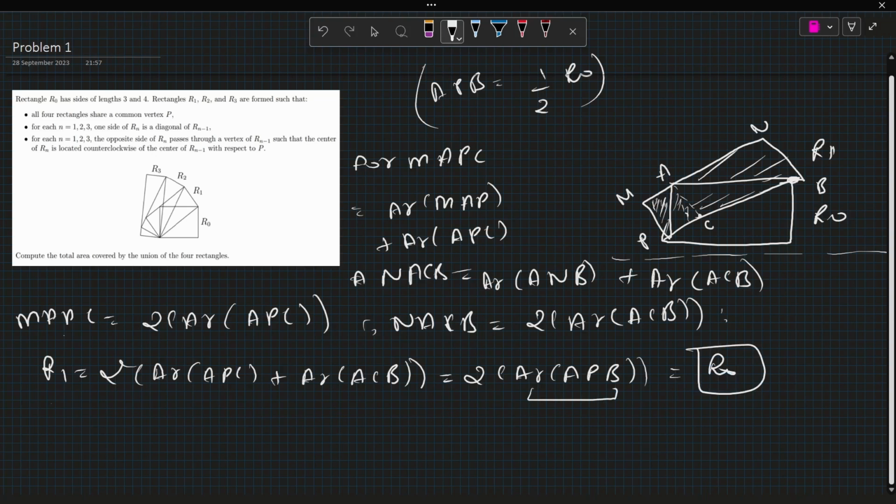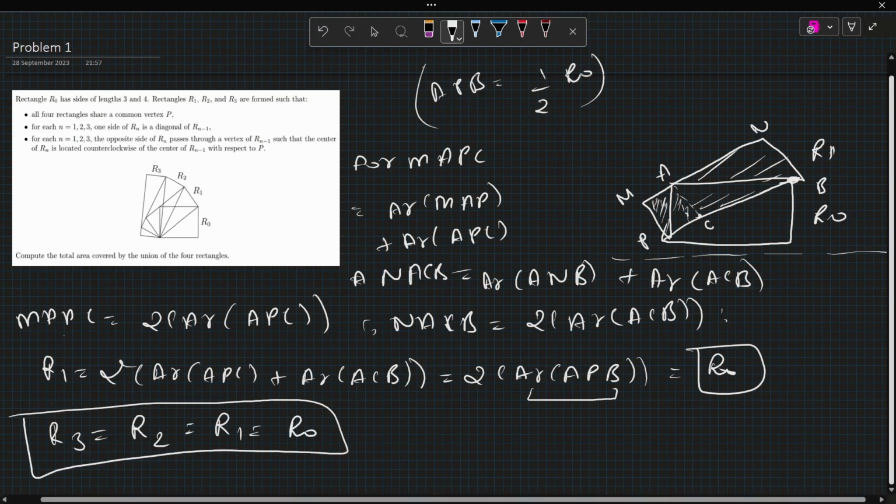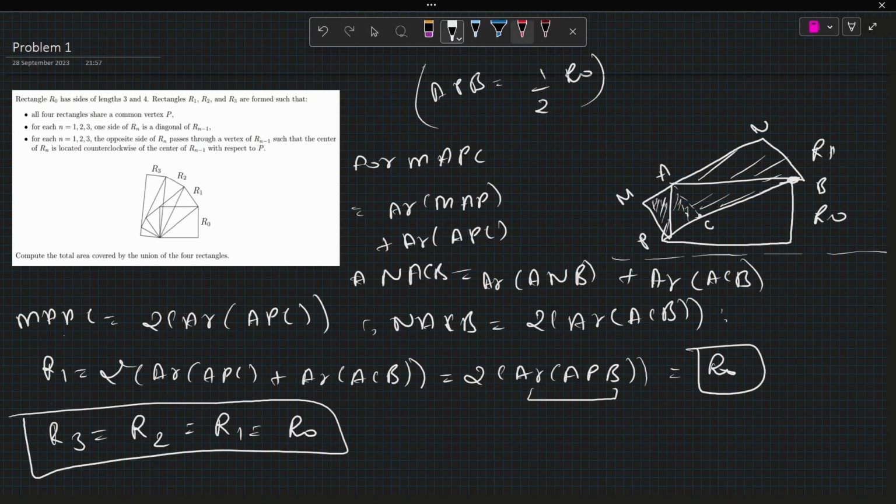Now we can find the same relation for the other rectangles, and the ending result should be like this: R3 equal to R2, R1 equal to R0, which means that all rectangles have the same area. Now it should be easy to find the whole structure's area, because we just need to find the area of these triangles and this whole rectangle.